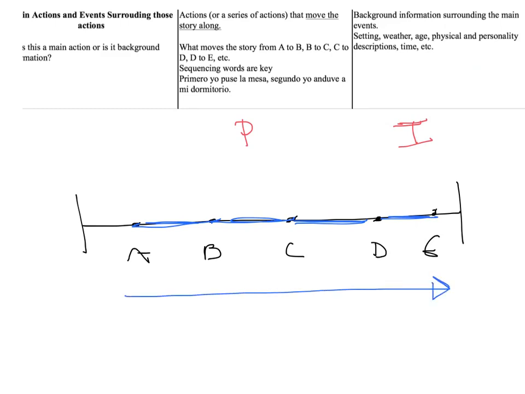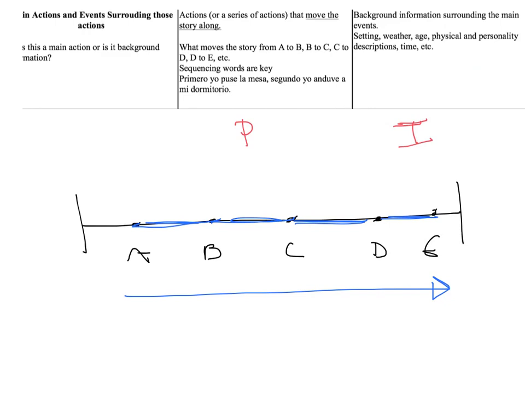You want to look for sequencing words. Those are usually triggers for the preterite. Words like first, and later, and then, and so, and second, and third, and finally, and lastly. Those are usually words that are going to trigger you seeing the story being moved from point to point.